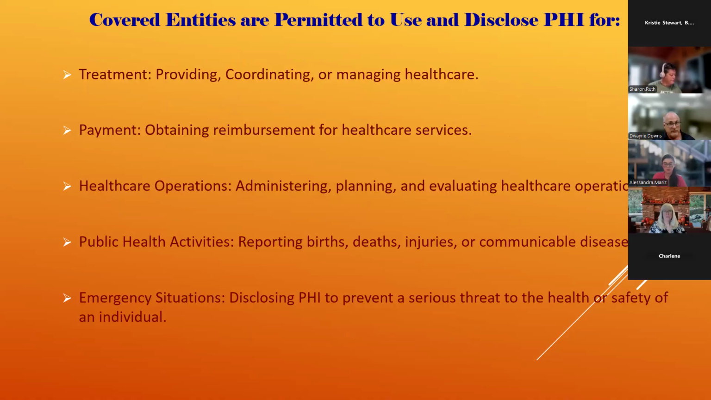Covered entities are permitted to use and disclose PHI for. Okay, so the HIPAA Privacy Rule allows covered entities to disclose protected health information about an individual without requiring the individual's authorization for, number one, treatment. And this would be providing, coordinating, or managing healthcare. Number two, payment, obtaining reimbursement for healthcare services. Three, healthcare operations, administrating, planning, and evaluating healthcare operations.